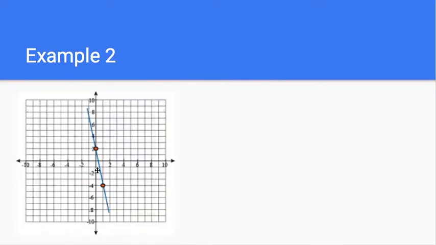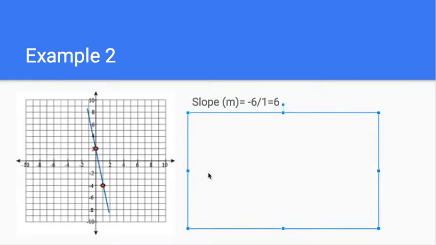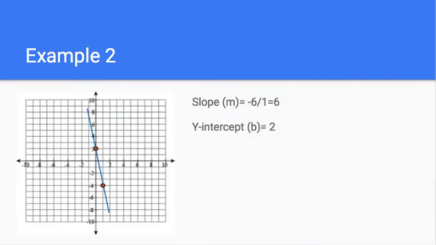Okay, so here's example 2. In this case, we're given the points. So the slope, which is our M, is 6 spaces down, 1 space over. So that's a slope of -6. And the y-intercept, it crosses the y-axis at +2. So y-intercept, or B, is +2. So looking at a graph, it's really easy to find the y-intercept. Where does the line cross the y-axis?